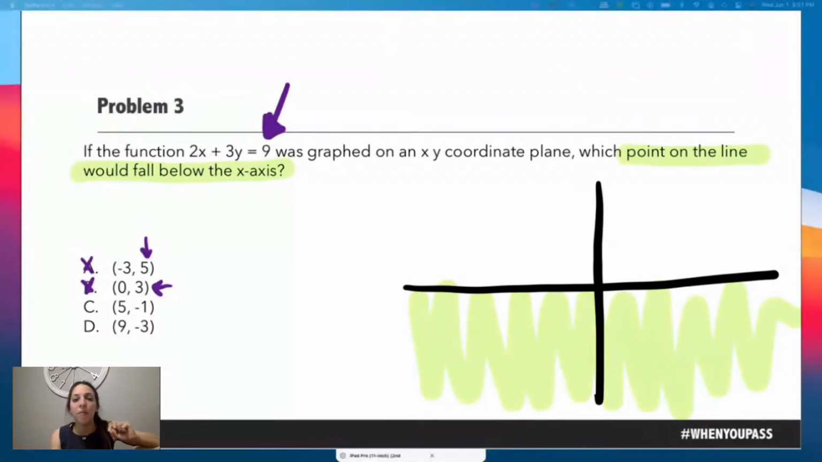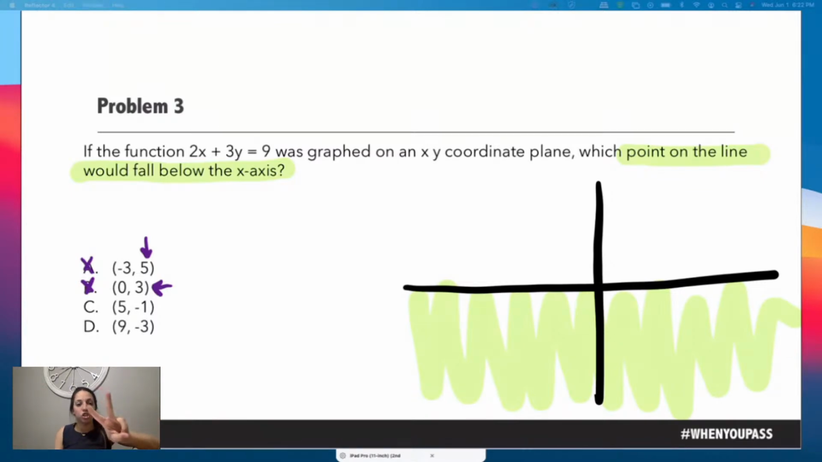Now, this problem is good for anybody really, because everybody needs to understand coordinate points and where they fall on the coordinate graph. It's a matter of how we use them in what you're going to see on your exam. So we have 5, -1, which might be around there. And we have 9, -3, which might be around here. So now we need to figure out which one of those points is on the graph.